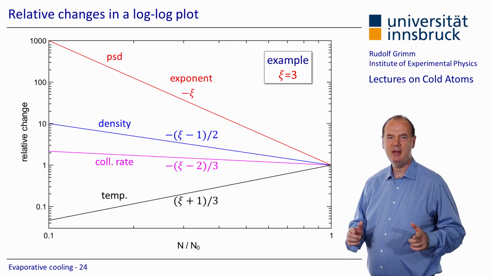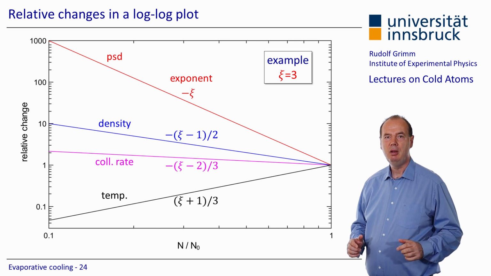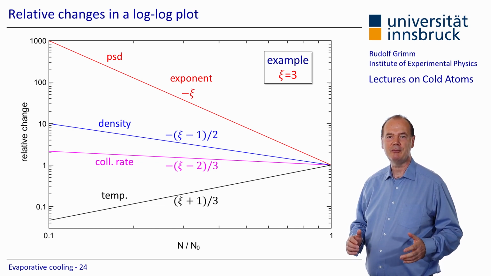This is very efficient evaporative cooling. We really gain a lot by sacrificing just a factor of 10 in the atom number.